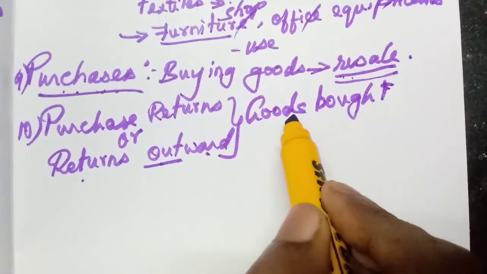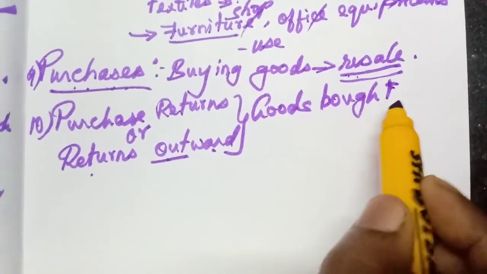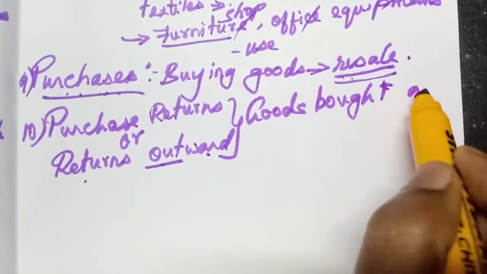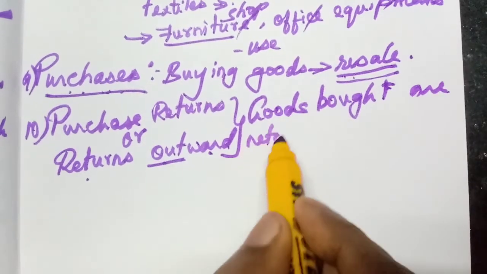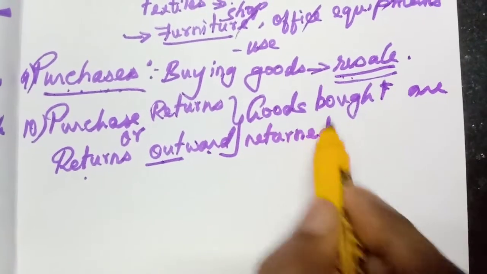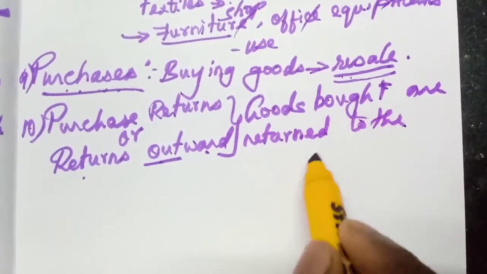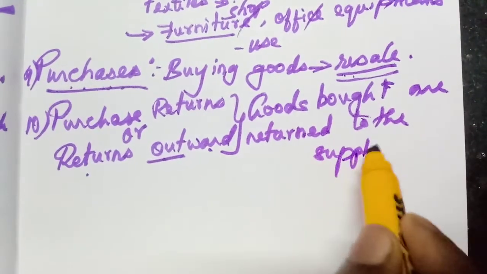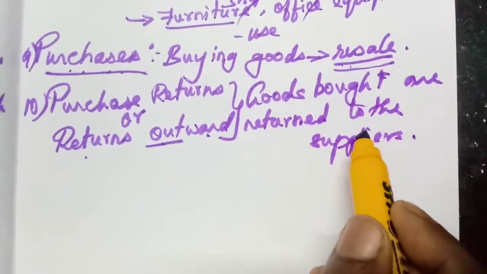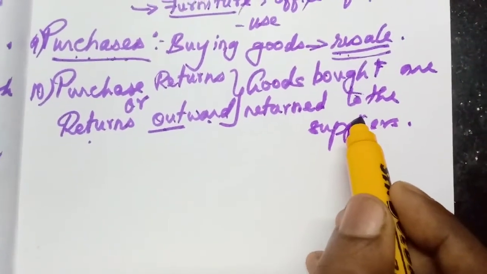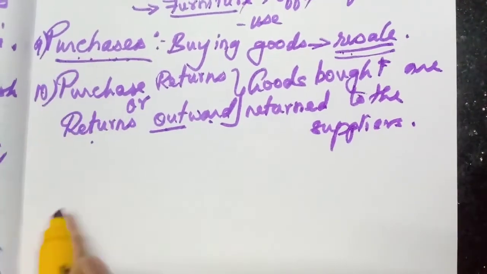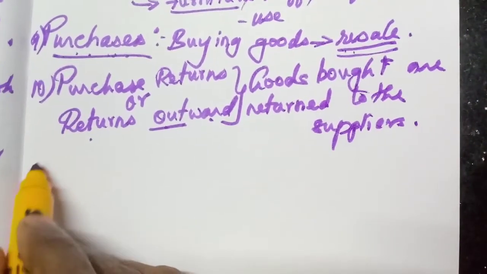So when goods bought are returned to the suppliers, they are called purchase returns or returns outward. Understood? Then next one, opposite to purchases, sales.